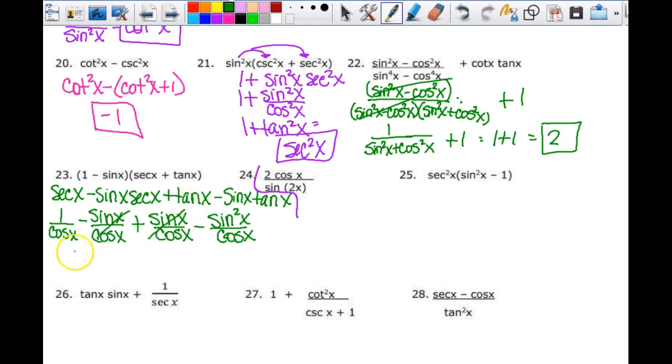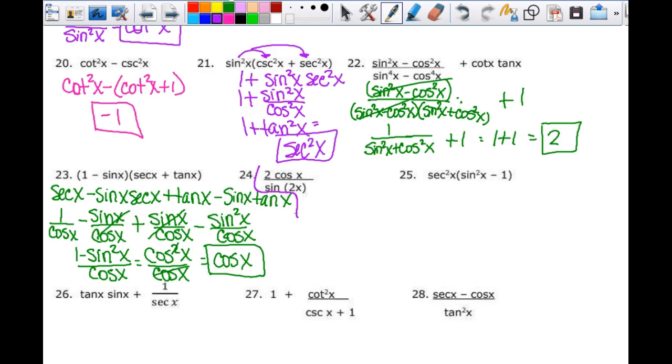So now when I combine those, I get 1 minus sine squared x over cosine of x. 1 minus sine squared x becomes cosine squared x over cosine of x. And then this cancels with one of those, and you just get cosine of x. Okay, okay with that? All right.